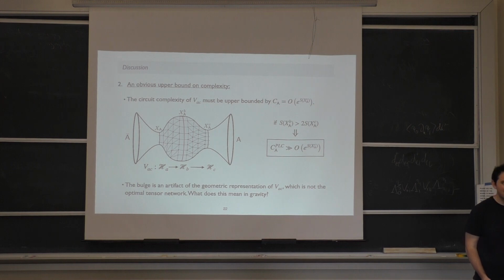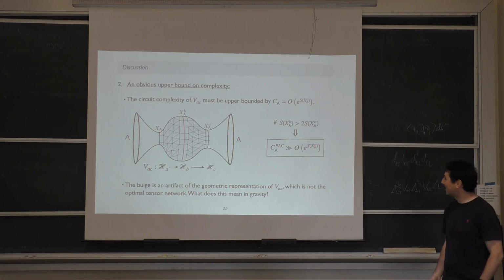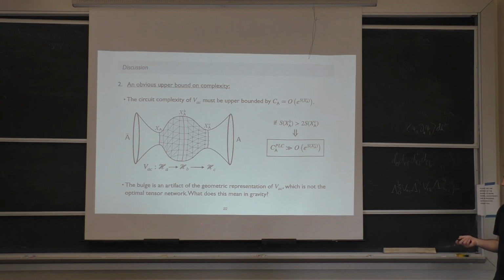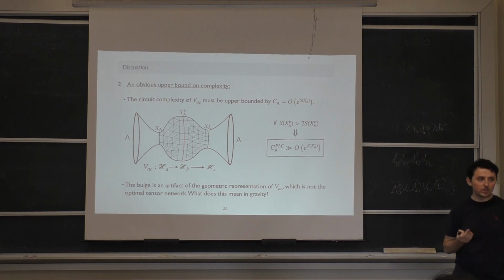I don't think in all of the pictures. I think in most of the pictures in this talk. It could be, yeah, it seems simple to arrange situations in which you can do that. The question is whether there exists some other representation of the same state in terms of something which looks like a geometry without a bulge or something like that.